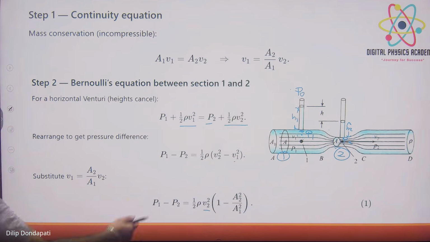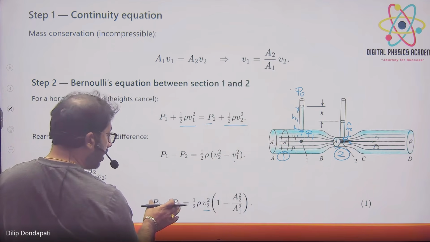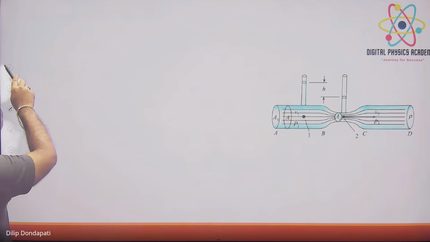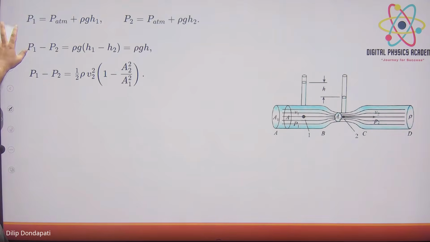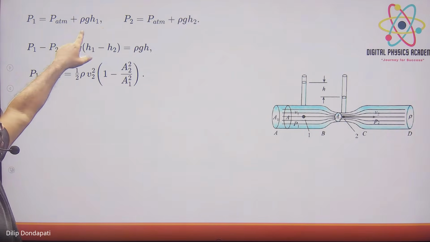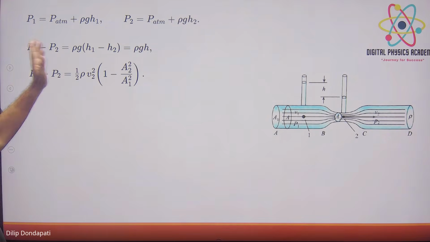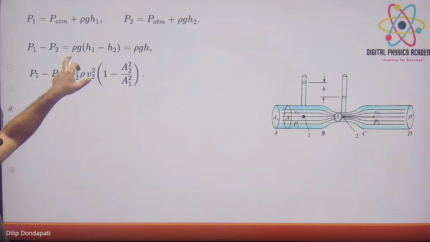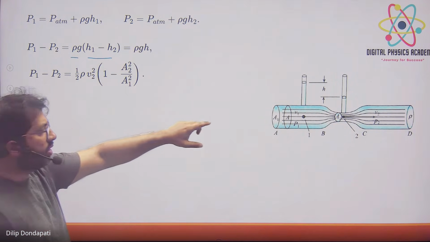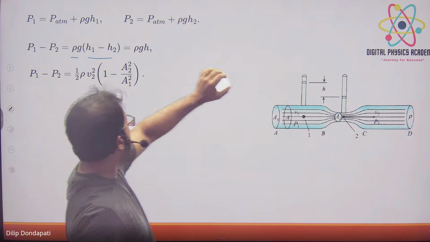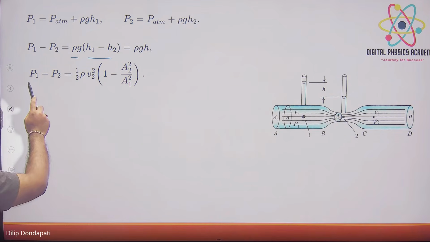Okay. So now I will subtract them and substitute for P1 minus P2. Look, P1 is equal to P naught plus rho G H1 and P2 is P naught plus rho G H2. Subtracting, P1 minus P2, I got rho G into H1 minus H2. And H1 minus H2 is nothing but H. I substitute H.